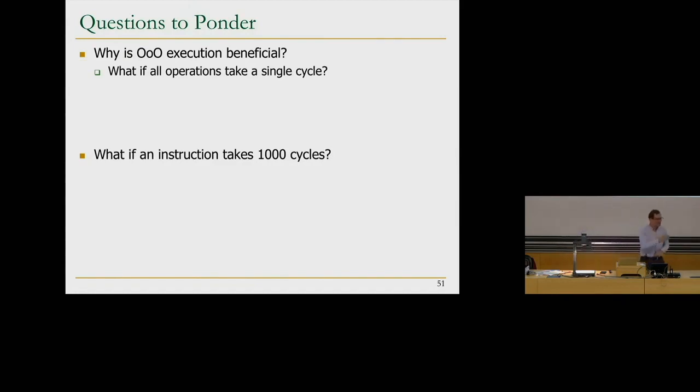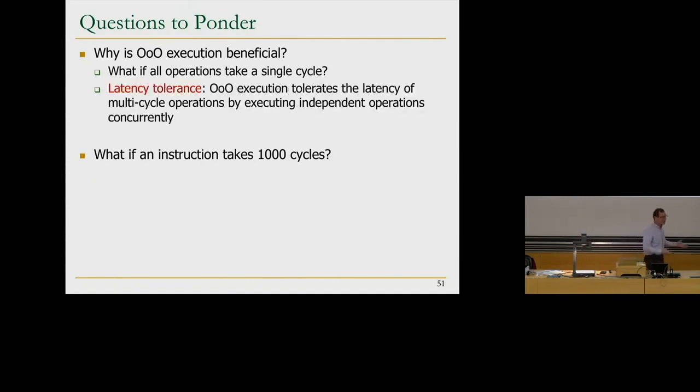Some people are saying no. Okay, and that's the right answer, actually. No, because there's no point. The instruction is going to produce the value in the next cycle, so you can actually bypass it to the next instruction. Basically, out-of-order execution is a way of dealing with long latencies. Another way of thinking about it is you basically tolerate the latency of multiple cycle operations by executing independent operations concurrently. If all of your instructions were a single cycle, there is no reason to do all of this.